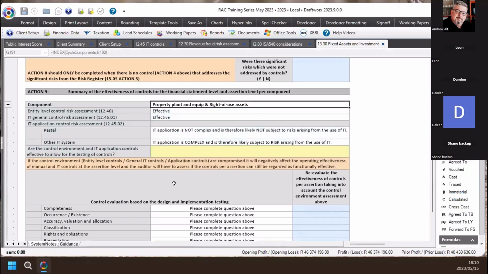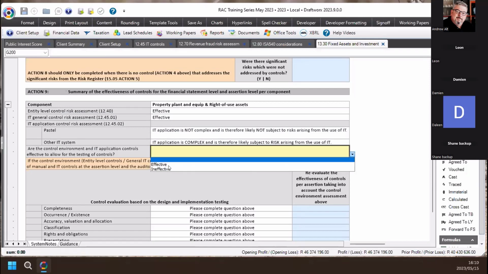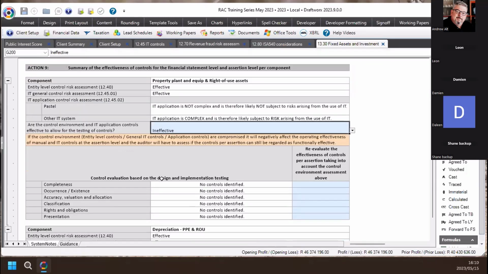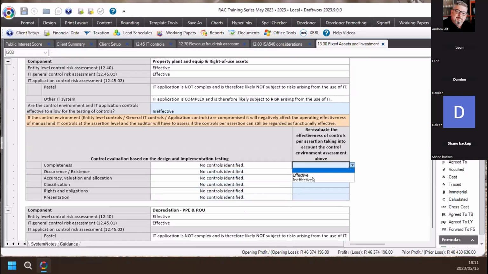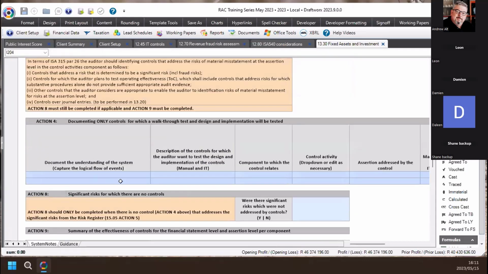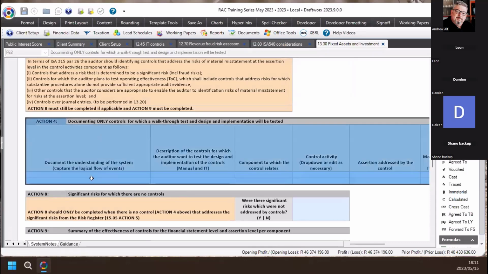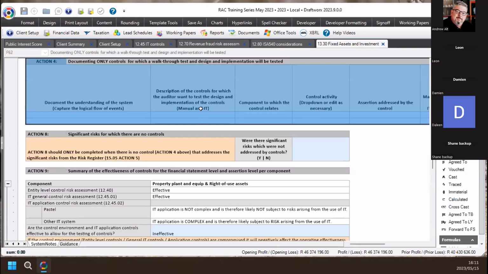Now, at this point, you might say to me, Leon, I don't want to test controls for PPE. Fantastic. I can just say controls are not effective. I've not identified controls. In other words, I'm not going to test any controls when I get to PPE. End of story. I don't need to document more details. The idea then for me is to at least document only those we are expecting to see control testing necessary.